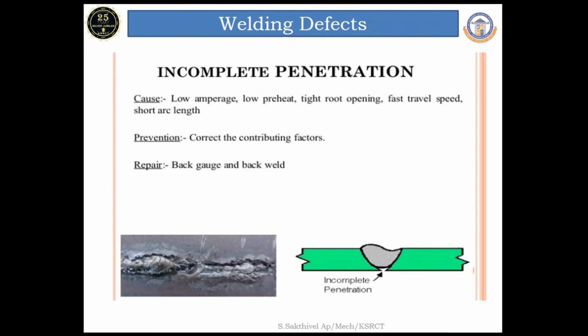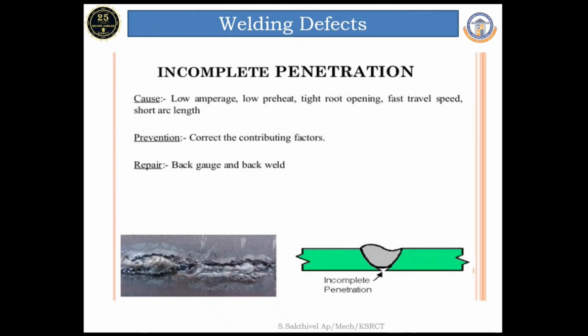Then incomplete penetration. So incomplete penetration means we have the parent metal and base metal, and we have the filler metal. Okay, so if the filler metal cannot penetrate between the two metals, it will be incomplete penetration.